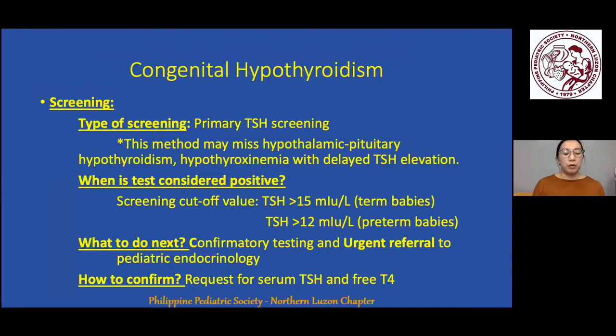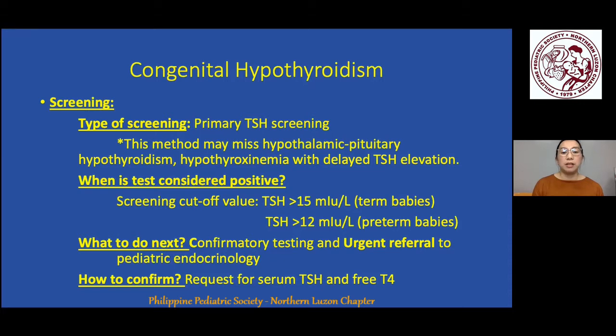Because of the implementation of the newborn screening program, we are able to detect and diagnose newborns with congenital hypothyroidism. The newborn screening screens for TSH only, and it uses the TSH screening. This method may miss hypothalamic pituitary hypothyroidism and hypothyroxinemia with delayed TSH elevation.